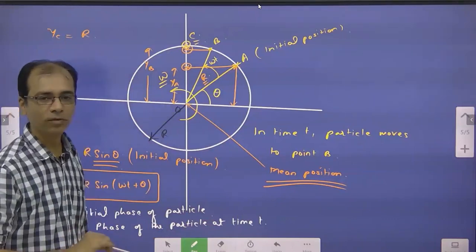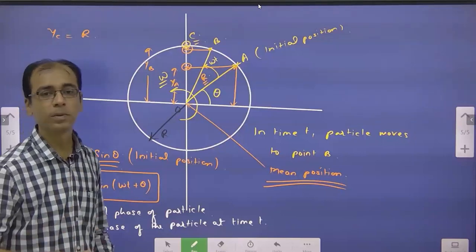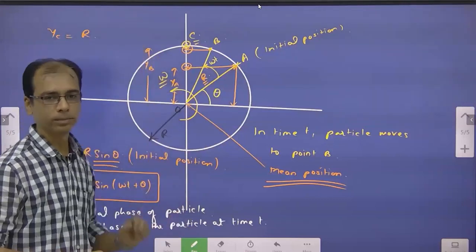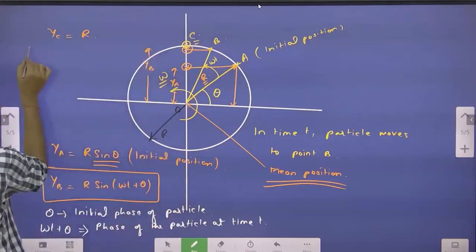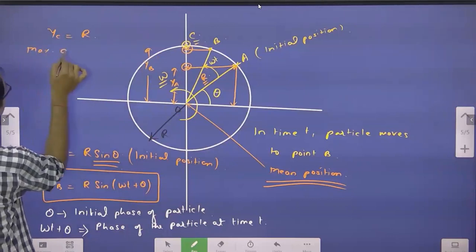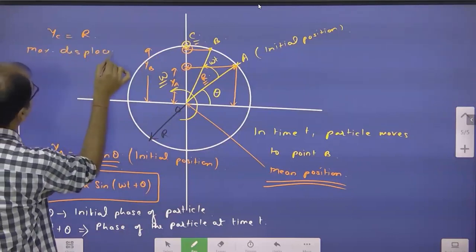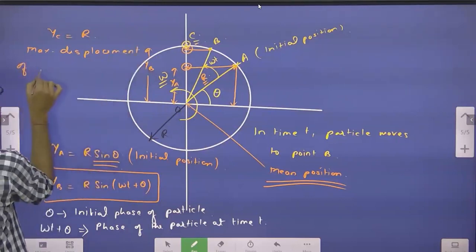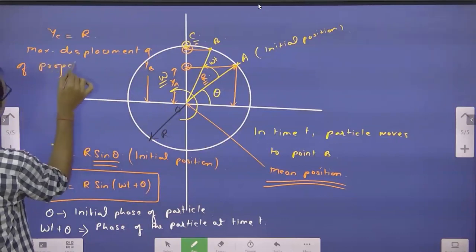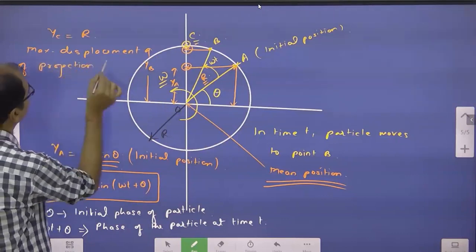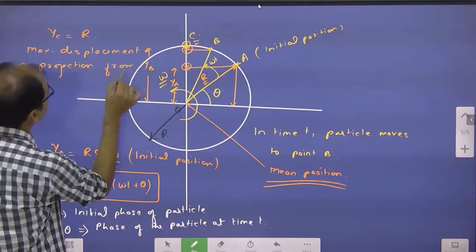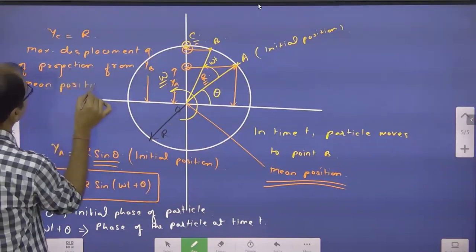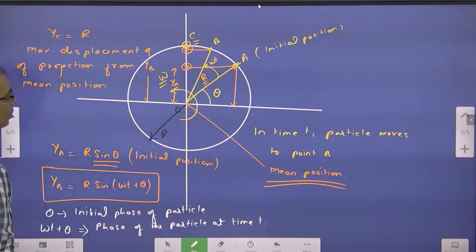Is it the maximum value of displacement of this projected particle? Yes. From here, it will come down. So this is the maximum displacement of the particle from the mean position. Maximum displacement of the projection from the mean position, so we call it amplitude.